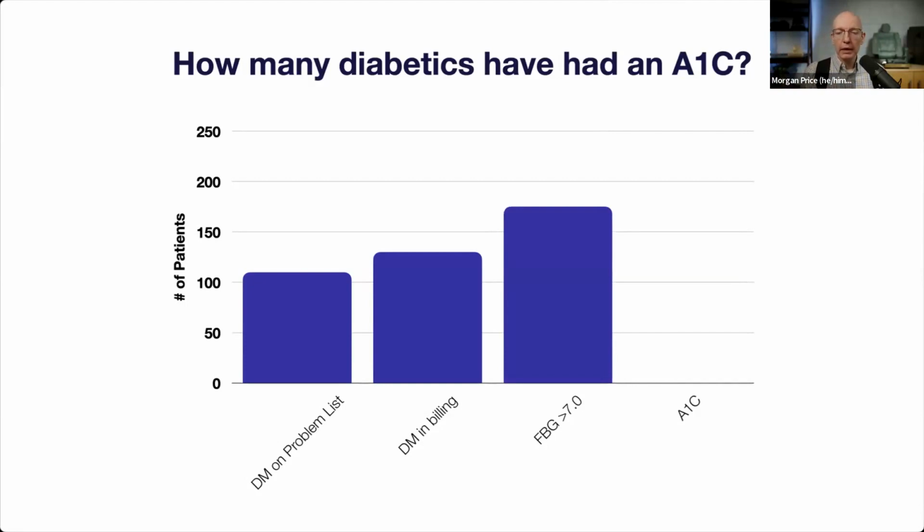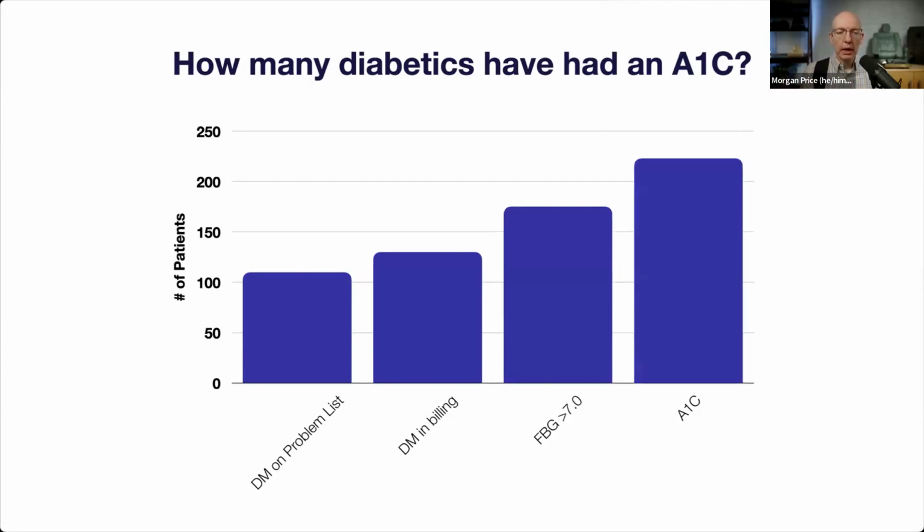But we may not have ordered that test. And at the time we did the study, hemoglobin A1C tests were only done on patients with diabetes. So we did that one last. And lo and behold, we had about double the number who had an A1C test than those that had diabetes in the problem list. So this just starts to inform the quality of what we were able to do between the standards we had available and how we use them.